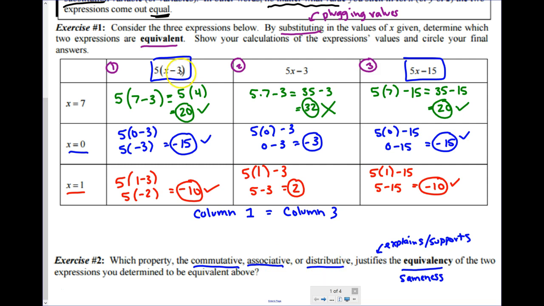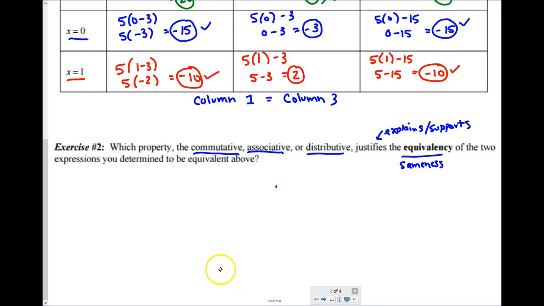Well, what's happening from this expression in order to get to here? What's going on? Well, look closely. What happened to the 5 and the x? It became 5x. What happened to the 5 and the negative 3? It became negative 15, and you are using the distributive property for this.